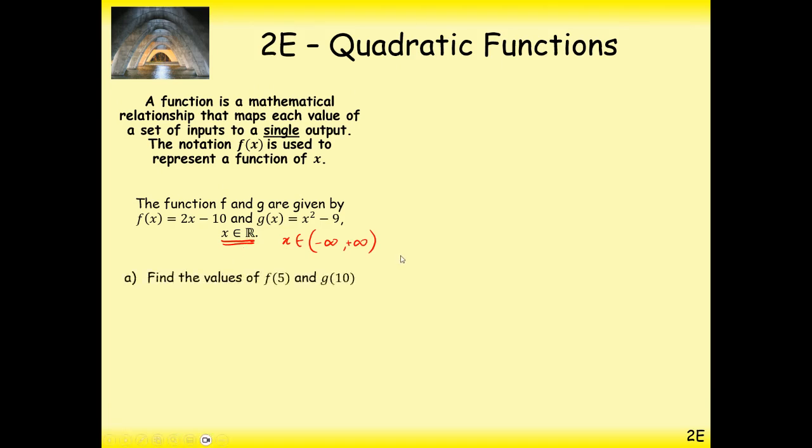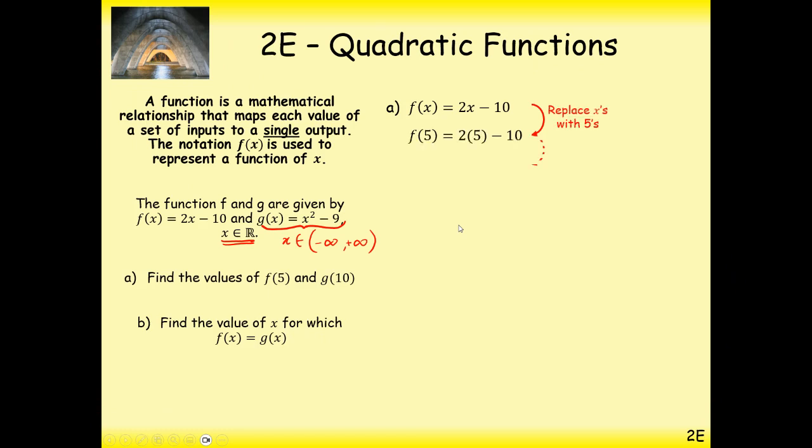Now, the first part of the question is saying figure out these values. F of 5 means substitute x equals 5 into this equation and evaluate it: 2 times 5 minus 10. And 10 will have to be substituted into g of x, where x is, you substitute the 10. Part B is solving an equation. Let's answer part A first. So we're substituting 5 for x. 10 minus 10 will be 0, right? So that's the answer to that problem.